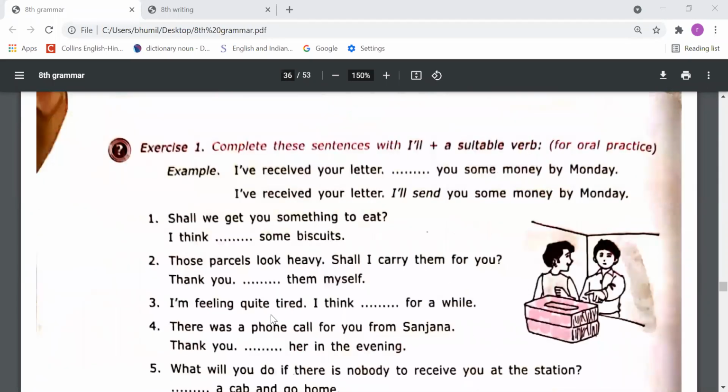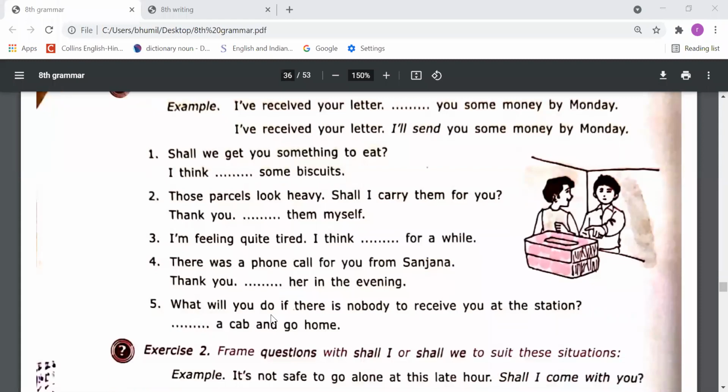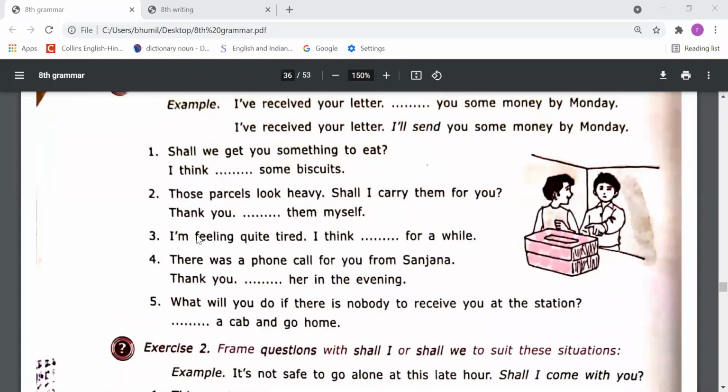Next point, next page please. Exercise 1: complete these sentences with I'll and a suitable verb, or for oral practice. So the suitable verb is the base form, root form we need to use, but which verb will come you need to see that. Like, I have received your letter, you some money by Monday. So you need to say, I have received your letter, I'll send some money by Monday. I apostrophe double L means I will or I shall. Okay, it indicates both. So in this way you need to do exercise number 1.